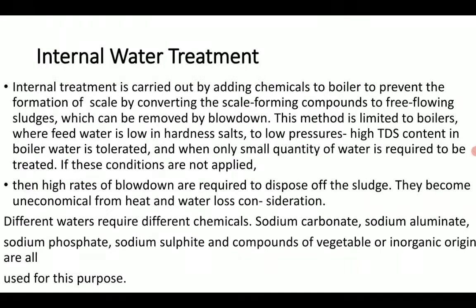Internal water treatment is carried out by adding chemicals to the boiler to prevent the formation of scale, by converting the scale forming compounds to free flowing sludges, which can be removed by blowdown. That we will discuss in the next topic. Today we only discuss what blowdown is. Blowdown means removing the water from the boiler.